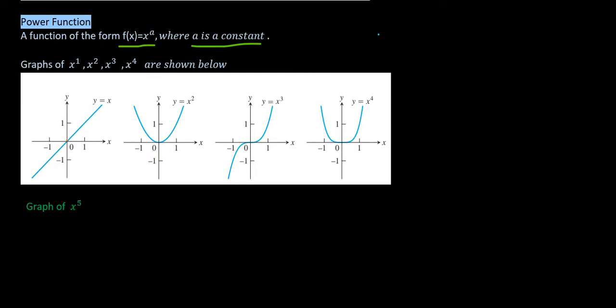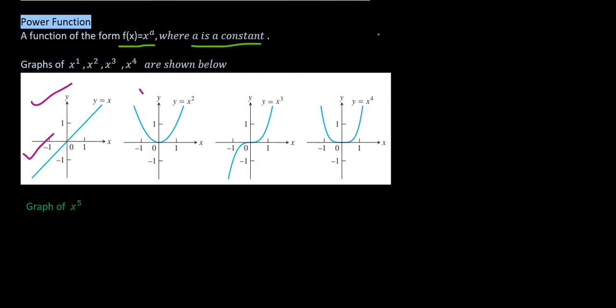The graph shows that we have different graphs for different powers. When we have a power of 1, we have a graph of a straight line, which shows that it's also a power function. And if you don't write 1 over here, you can also assume that the 1 is already present in this.